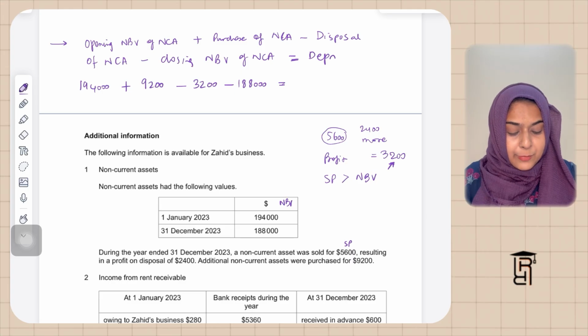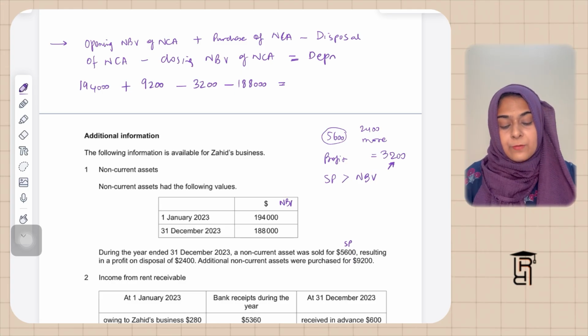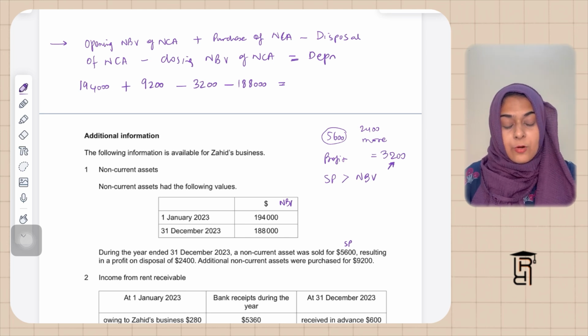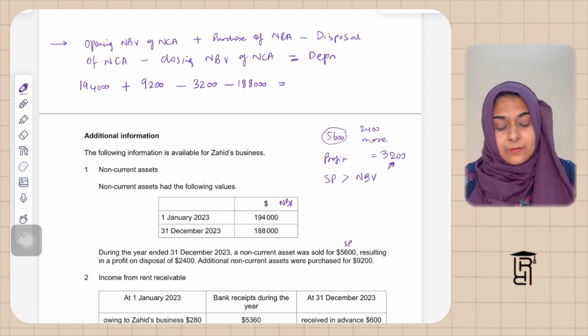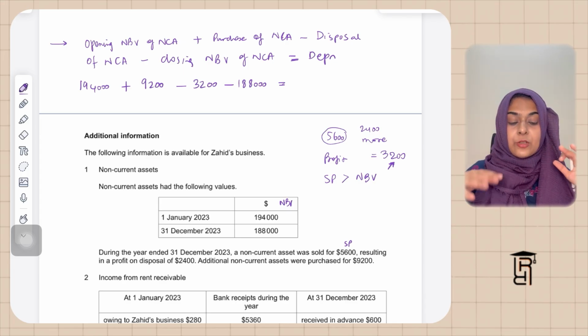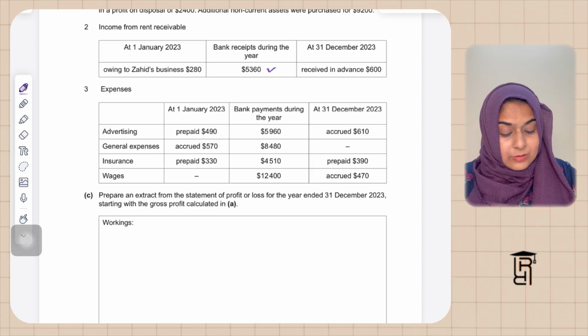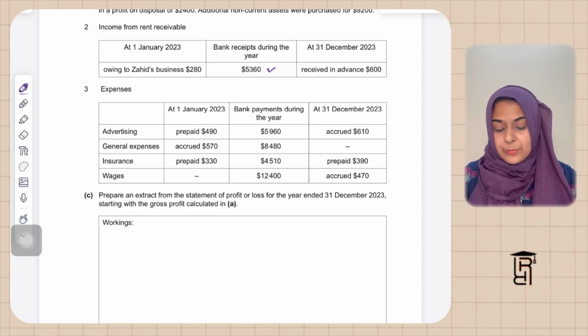Then they're saying income from rent receivable. They've given you information for opening start of the year. They've given you information for the end of the year. They've given you receipts for during the year जो आपने पैसे receive किए हैं for rent received. So looks like I need to make T accounts, or I need to adjust for owing and prepaid, for rent received, and for all the other expenses. So this is going to be pretty simple, but it requires a bit of calculation.